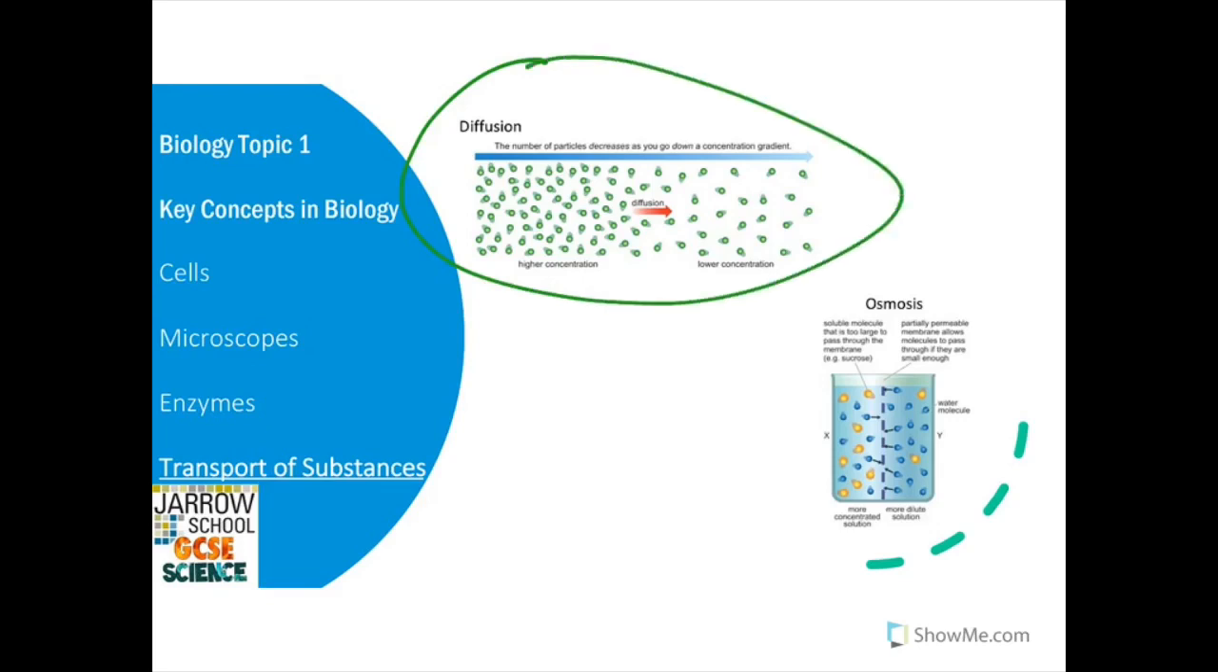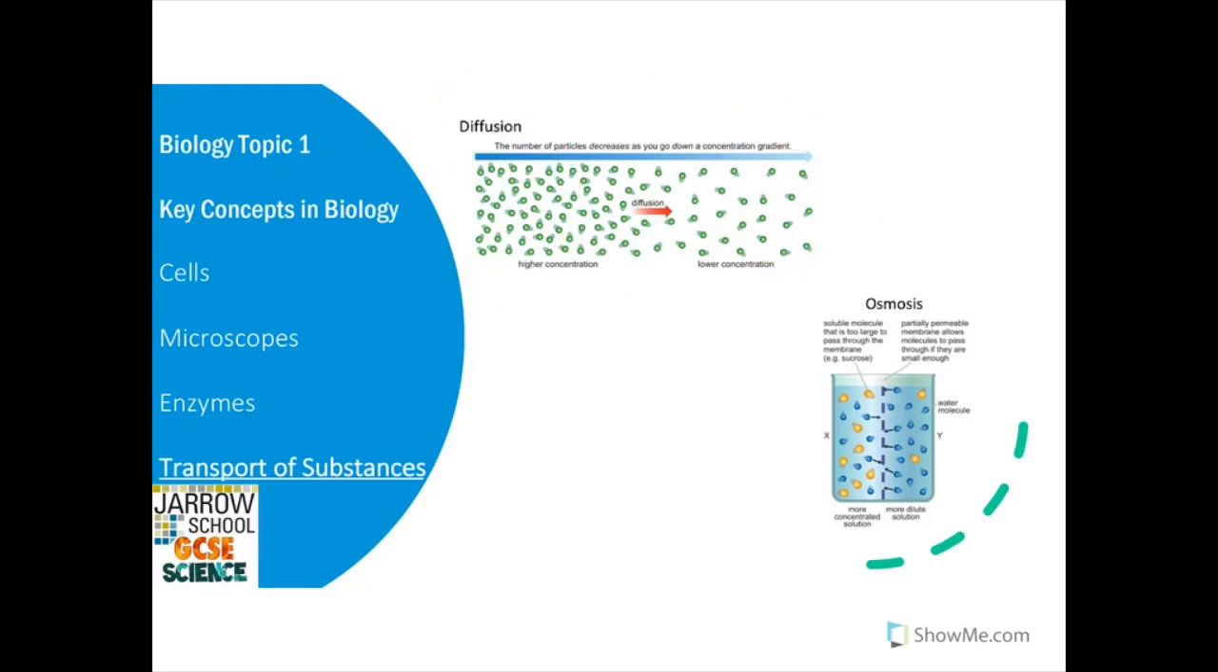Diffusion is basically the movement of particles from where they are most concentrated. So you can see here, there are far more little green circles in that part of the diagram than there are over here. So that means that this part of the diagram, there's a higher concentration than there is in that part of the diagram.